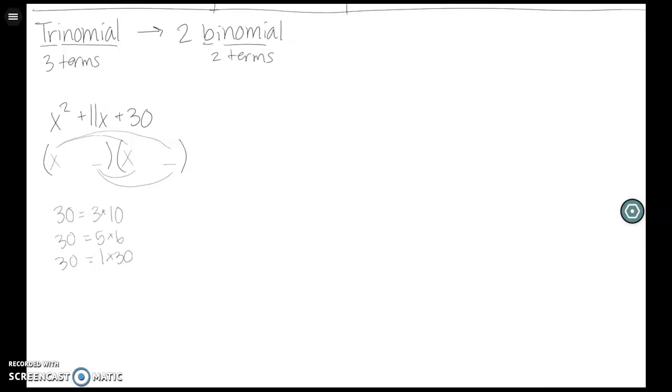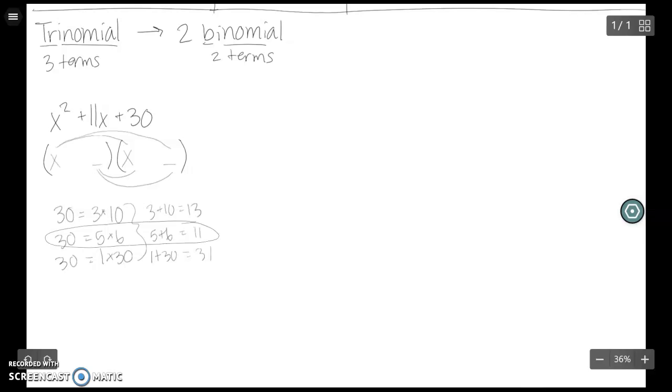It's important that we choose the right pair because only the right pair is going to give us that 11x in the middle. So we want to choose whichever one of these pairs of numbers that multiply to 30 add up to 11. So 3 plus 10 is 13, 5 plus 6 is 11, and 1 plus 30 is 31. So this right here, this 5 and 6, those are multiplying to give me 30 and adding to give me 11. So those are the numbers that go in right here.